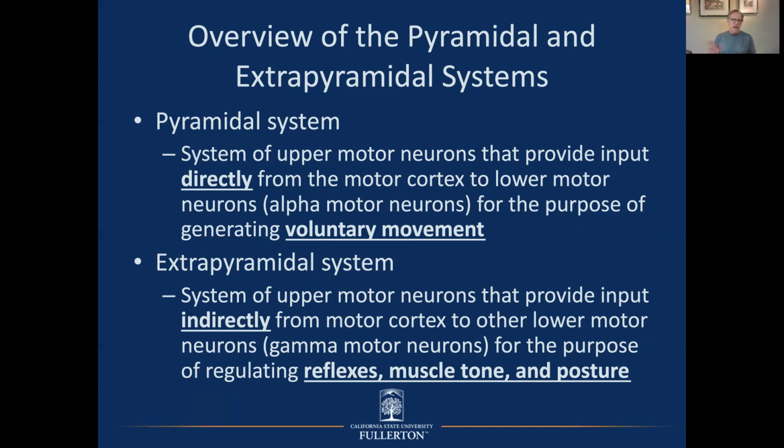Now, they're going to do slightly different things. The alpha motor neuron is going to give it a command, which you could think of as, in a way, an easier command or a simple command. The gamma motor neuron is going to be involved in a more complex process to coordinate the movement, to regulate the muscle tone, the posture, the reflexes, and we'll get into what those are exactly and begin to make a little more sense.